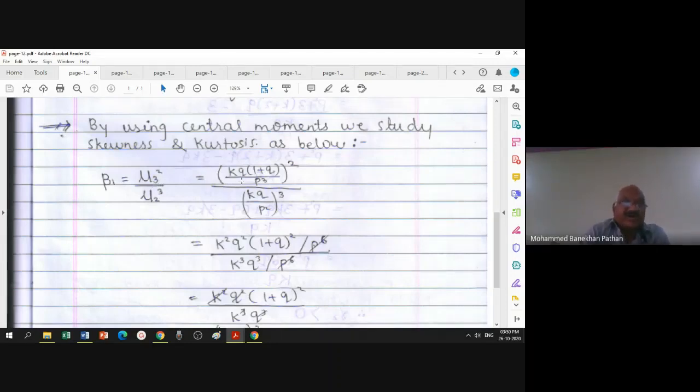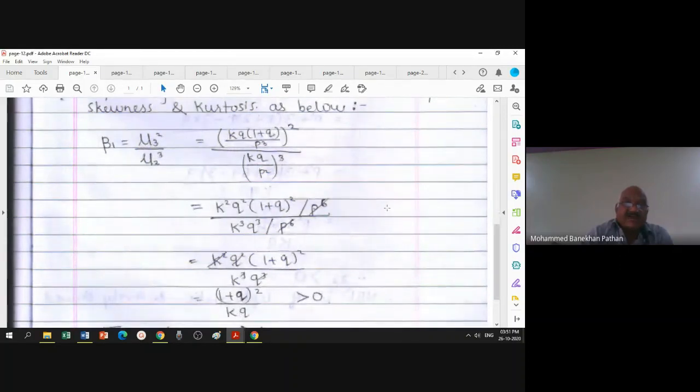from the last lecture, KQ in bracket 1 plus Q divided by P cube. This is your mu3, and we are making a square of this. Whereas mu2 stands for variance, and we know the variance of NBD is KQ by P square. So we are making a cube of this. Let us simplify and see what you get.